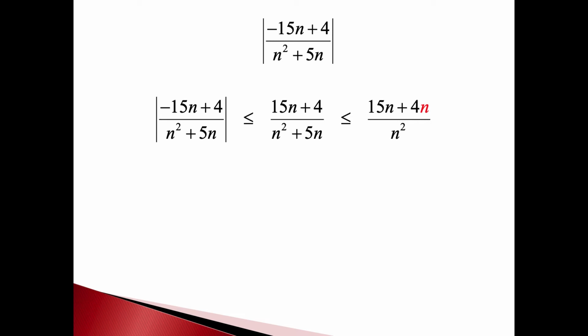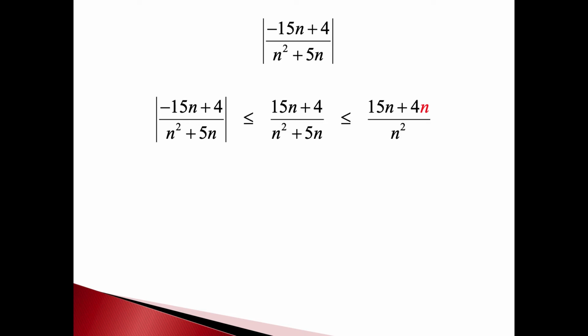Now, in the bottom, if you see, I've dropped some stuff, right? I had n squared plus 5n, and all of a sudden I got rid of the 5n. How can you just get rid of the 5n? Well, remember, I'm wanting to make things bigger as I go along. So to go from the left hand side to the right hand side, I need to make it bigger.